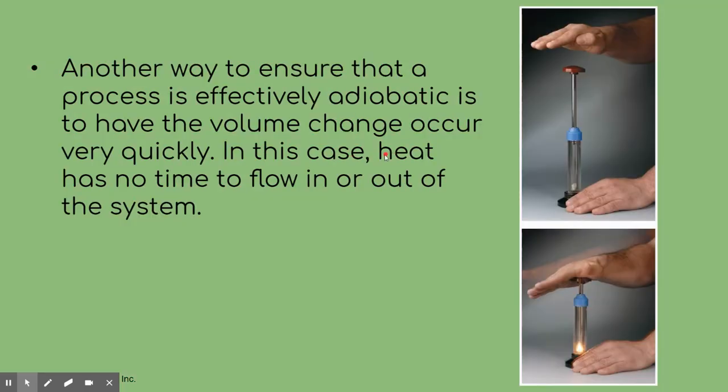Aside from insulating the system, we have one more thing that we could do to make it adiabatic. We could simply make sure that our change in volume occurs so quickly that heat doesn't even have time to escape the system or come into it. So it either has to be a rapid change in volume, or we're going to have to insulate the system.